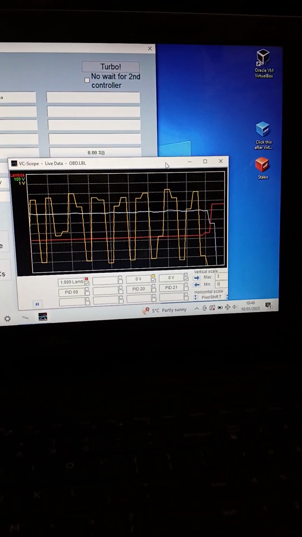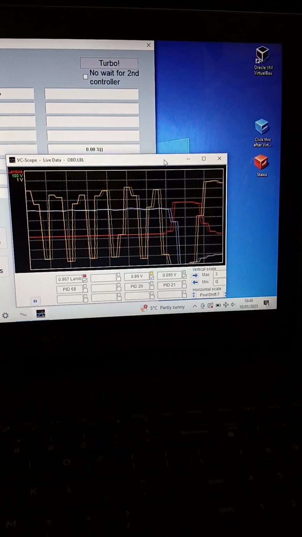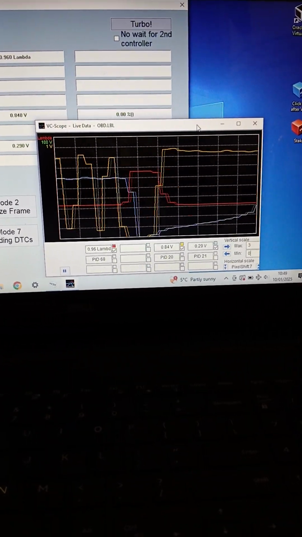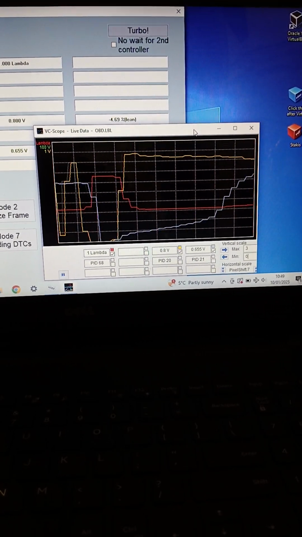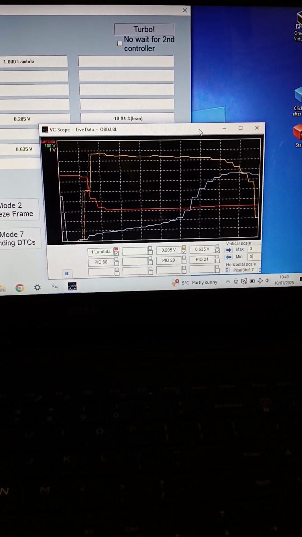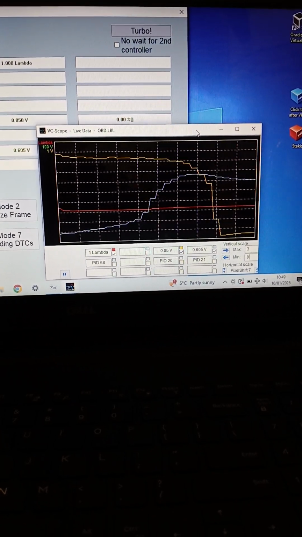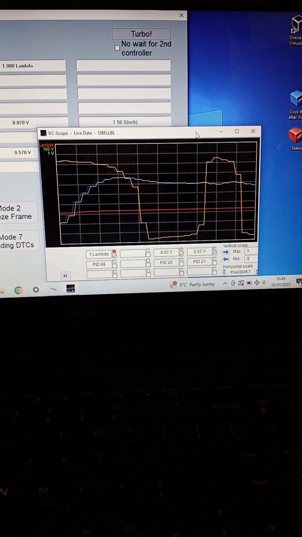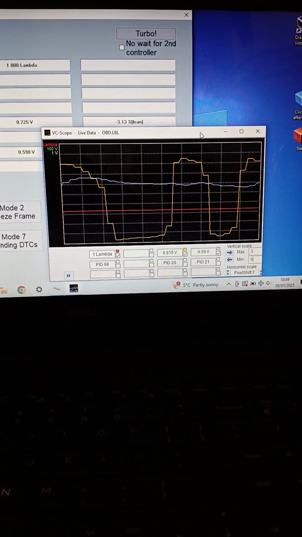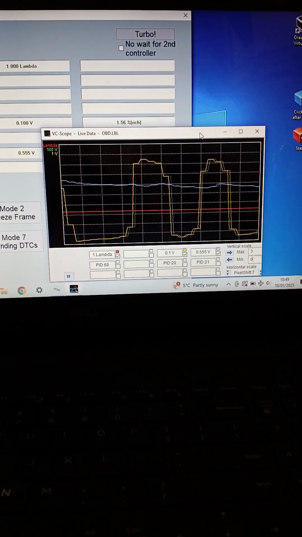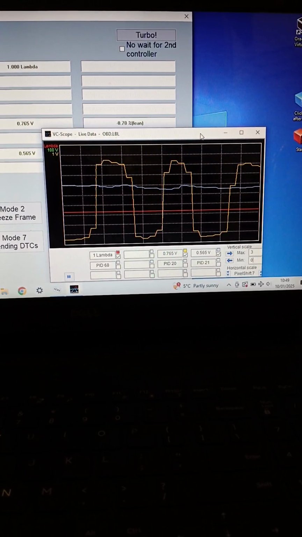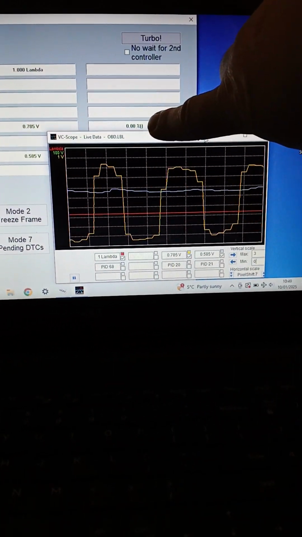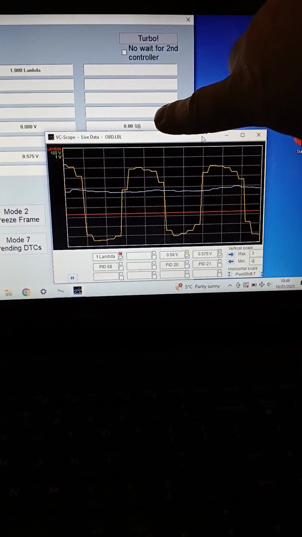So we'll come back down to idle now. You'll see that the signals will stabilize out and then they'll start switching again. The yellow line on the bank one sensor one will start switching, and the post-cat sensor will level back out again, and we remain at lambda one, which is what we want to see. You can see it's constantly going rich, lean, rich, lean.